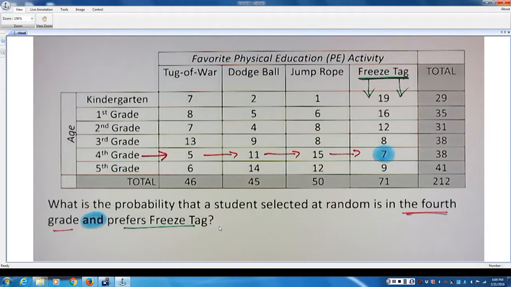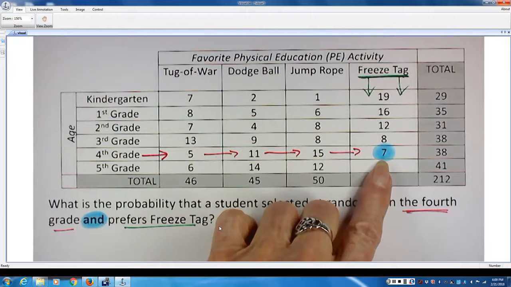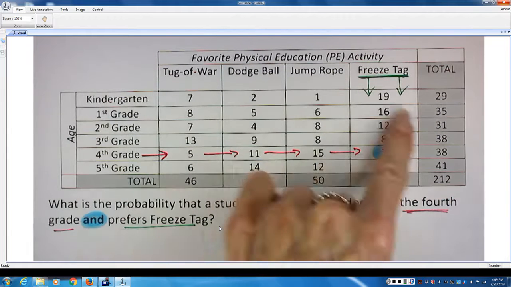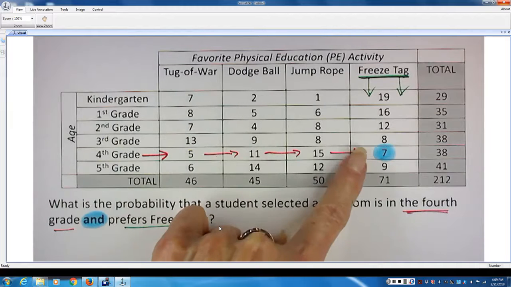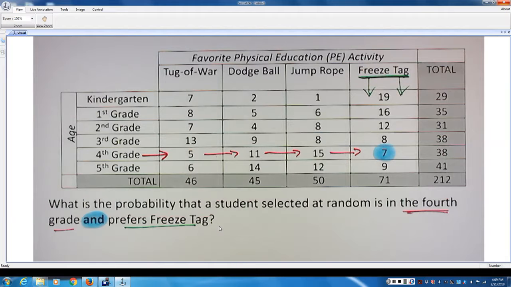You have kids that are in the 4th grade that prefer freeze tag. Therefore, they can both occur on one individual student, okay? This is where you find the ones that are not disjoint. Anything that's in any part of this table, any of these numbers in here represent individuals that are in 2 different categories, and those 2 categories are not disjoint, okay, because they're overlapping. That's a key thing to realize.